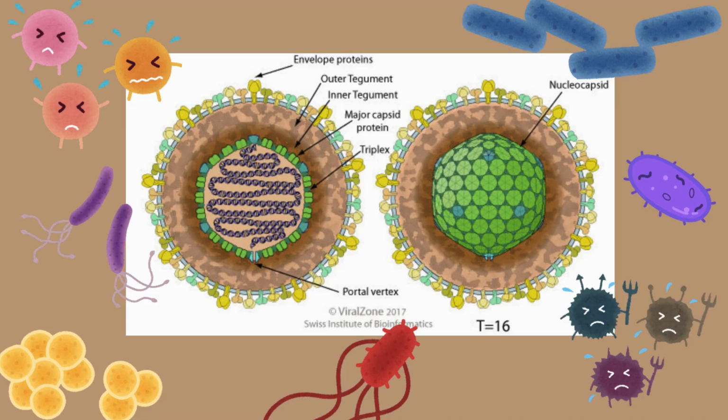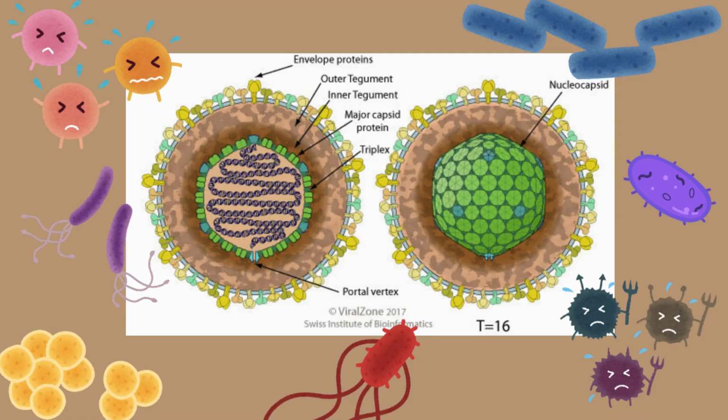Under the envelope is the tegument, which is the protein layer between the envelope and the capsid, the brown area that you can see. The tegument contains viral proteins that help the virus quickly take control of the host cell after infection. One important tegument protein is VP16, which activates viral gene expression early during infection.